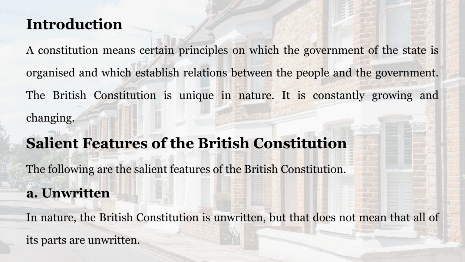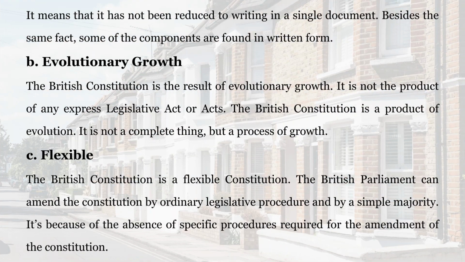Salient features of the British Constitution. The following are the salient features of the British Constitution. A. Unwritten. In nature, the British Constitution is unwritten, but that does not mean that all of its parts are unwritten. It means that it has not been reduced to writing in a single document. Besides the same fact, some of the components are found in written form.